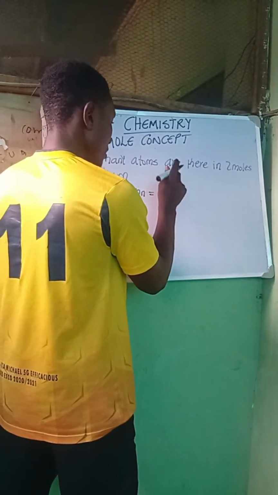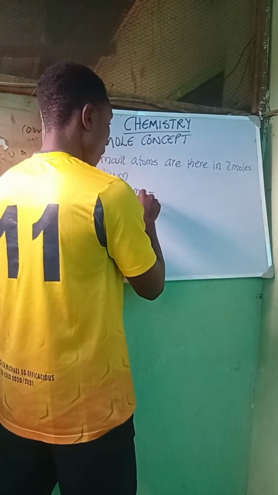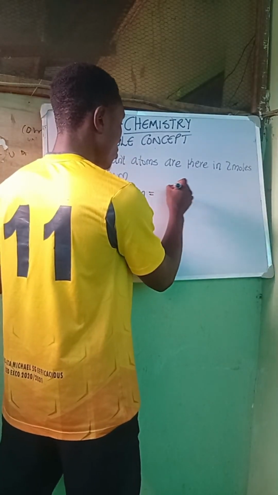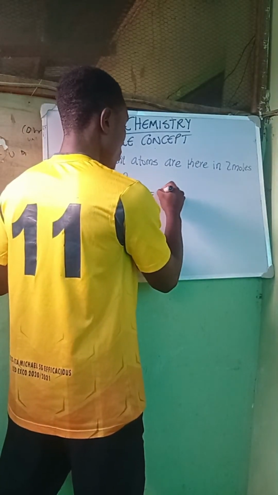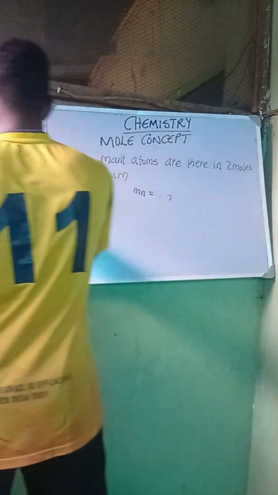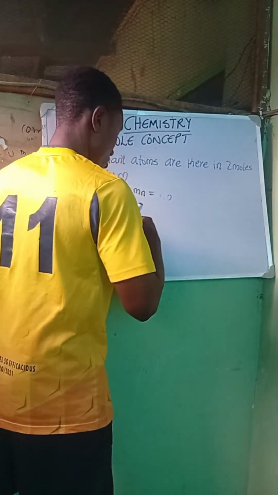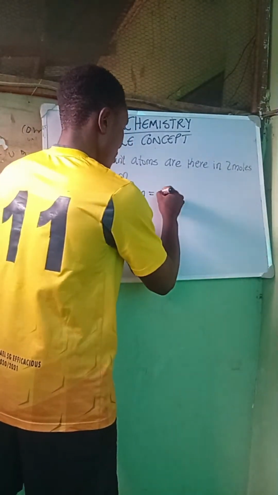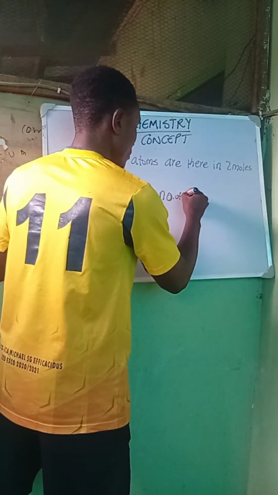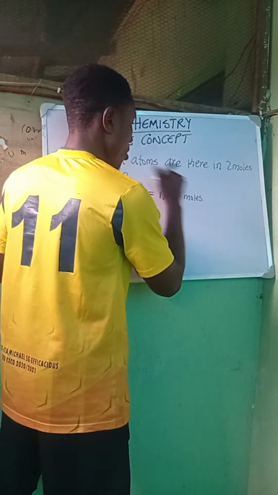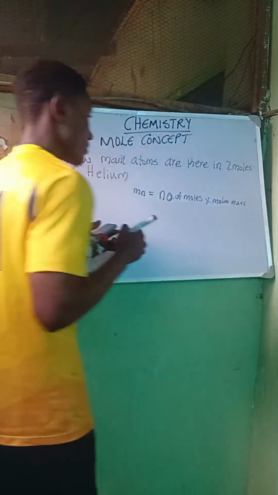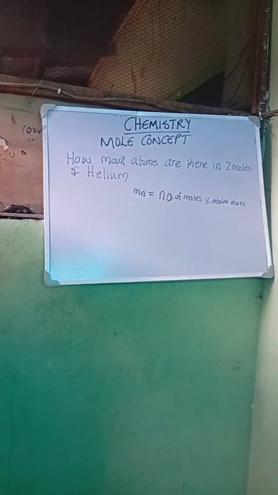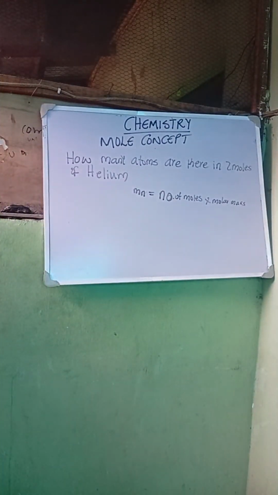Just pay attention, I want to show you something. Mass number equals number of moles times molar mass. Now note something.